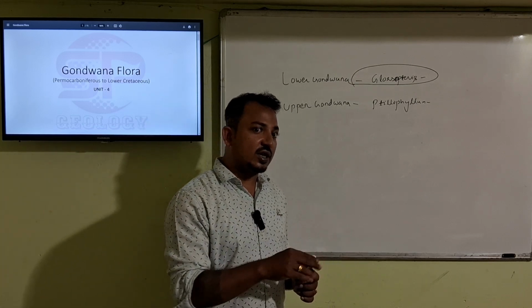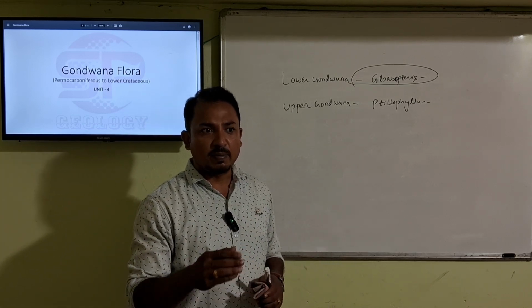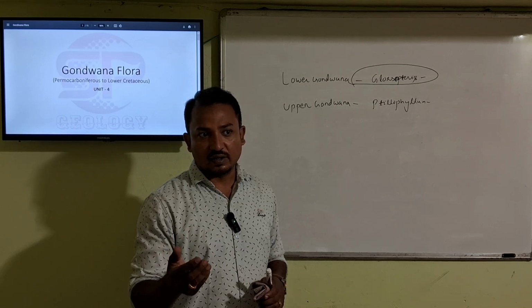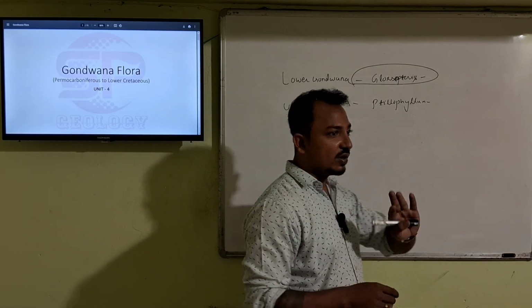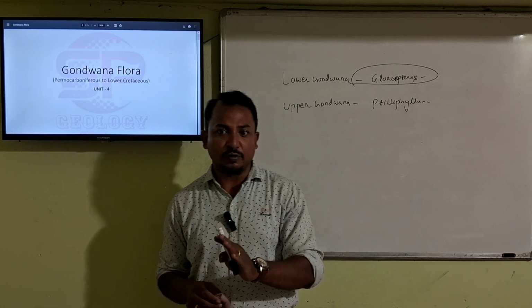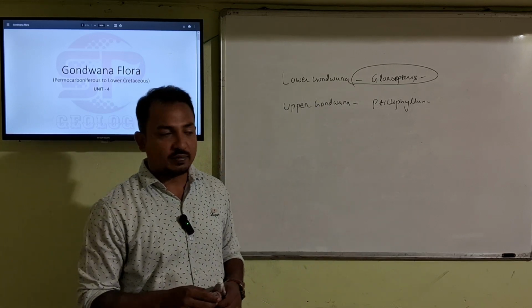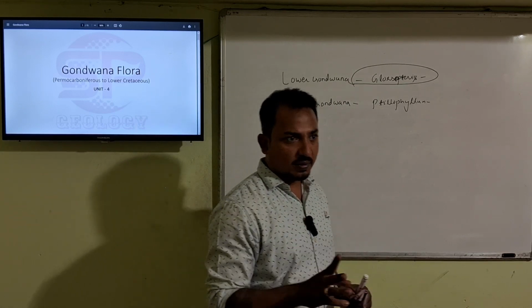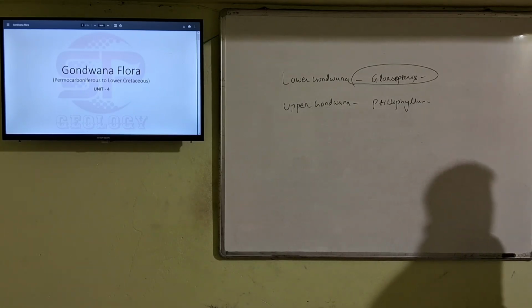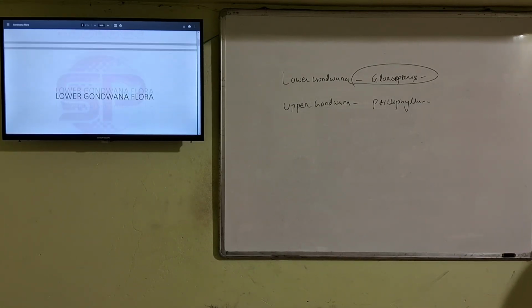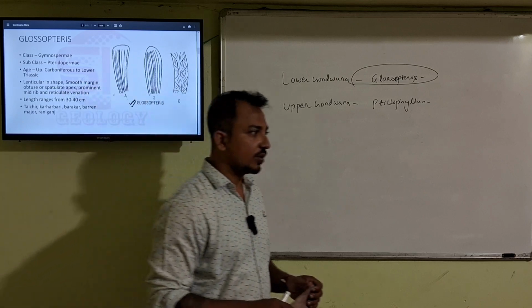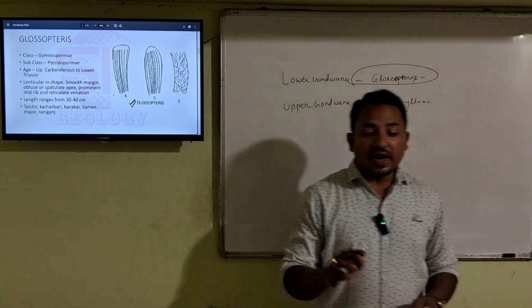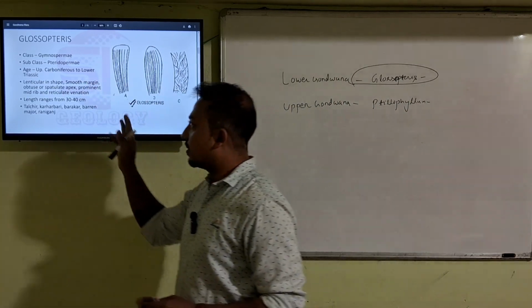Keep in mind which part of the plant the fossil is from. So Glossopteris and Ptilophyllum are the main characteristic fossils. According to this, we'll divide the Gondwana into 2 types, upper Gondwana and lower Gondwana. So we'll see what are the different fossils here. First write down lower Gondwana flora. Just write down 2 or 3 points about this.